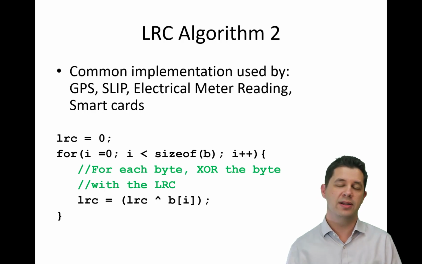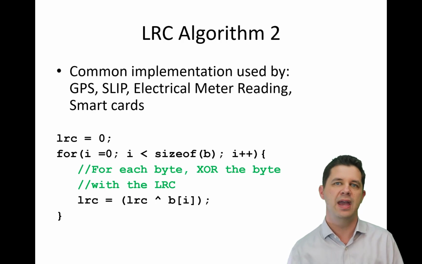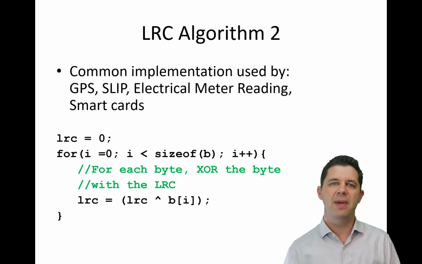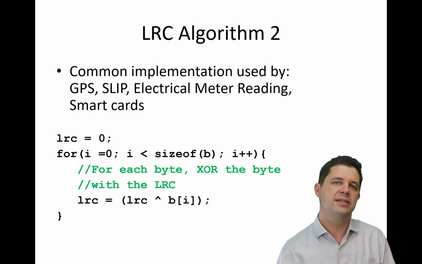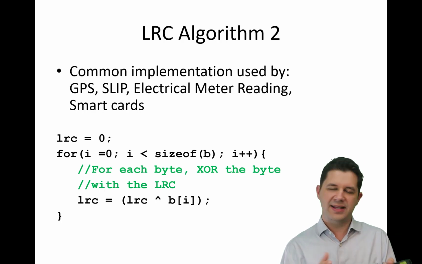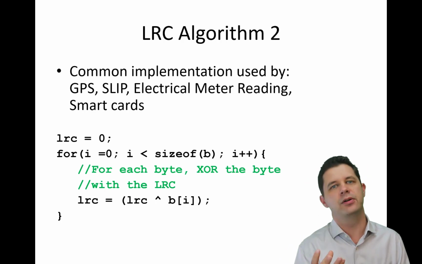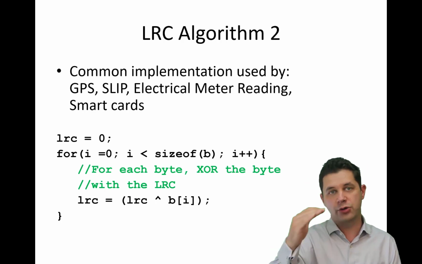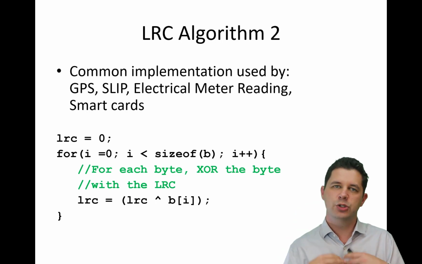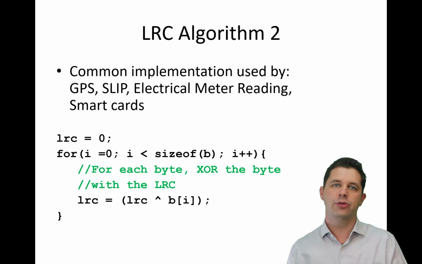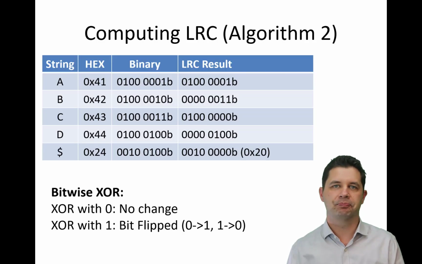Here's another LRC algorithm. This one I've seen a lot more. It's quite a popular one. It's used by things like GPS, electrical meter reading, some smart cards and things like that. And basically what you do in this one is you XOR your LRC, whatever particular value you've got there, with your current byte that you're looking at. So when you XOR something with 1, it flips a particular bit. If you XOR something with 0, it leaves it as it was. And so you go through and just XOR each one. So super simple to implement. The other one was pretty simple as well. And you just go through and check all of those.